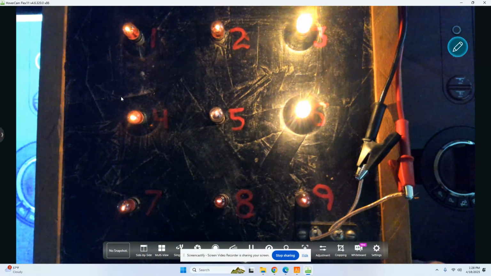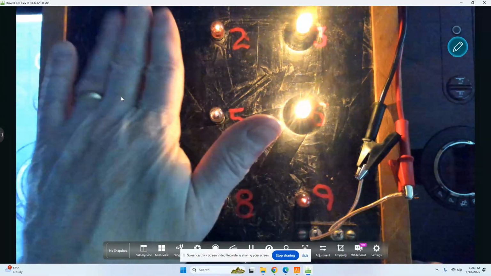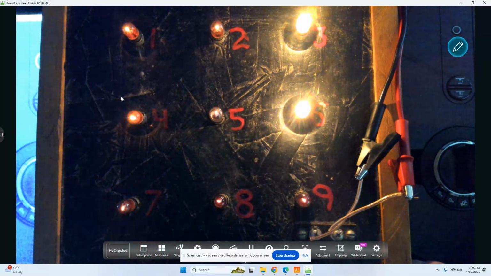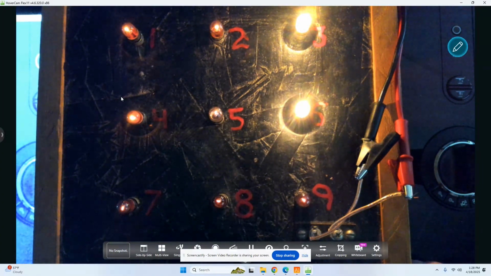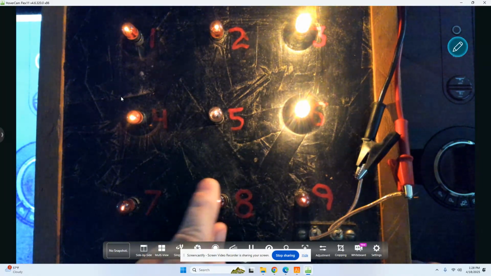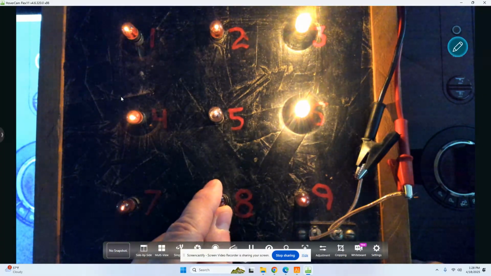Propose something, Logan. What do you want me to pull up? I did 1, 2, and 4. I know those are connected in series. Tell me something to do. What do you want me to do? Say which one? Pull out number 8. So let's pull out number 8 and see what happens.